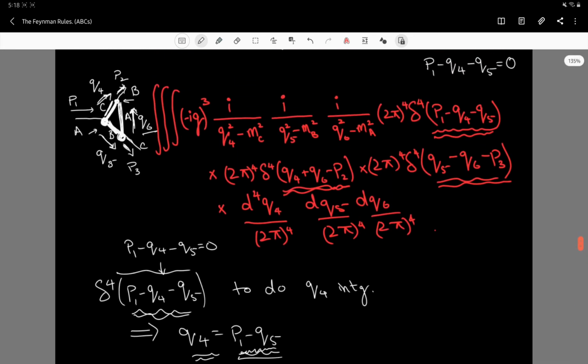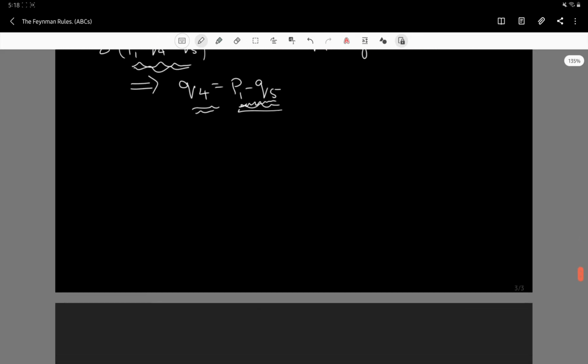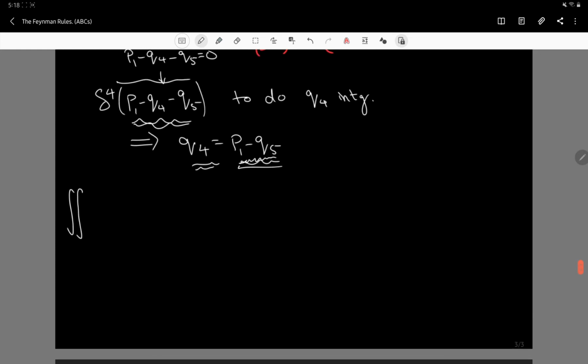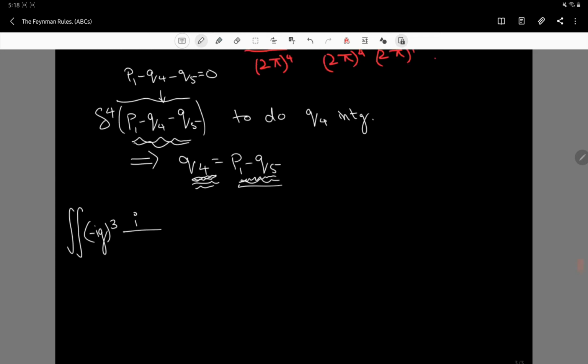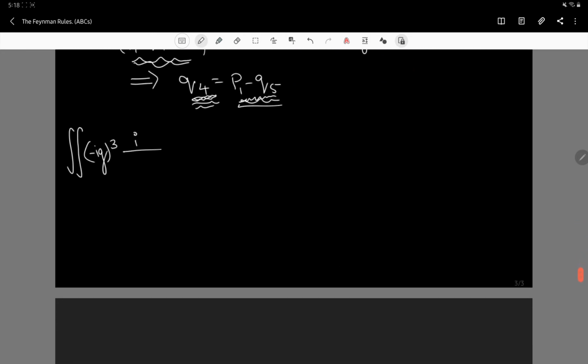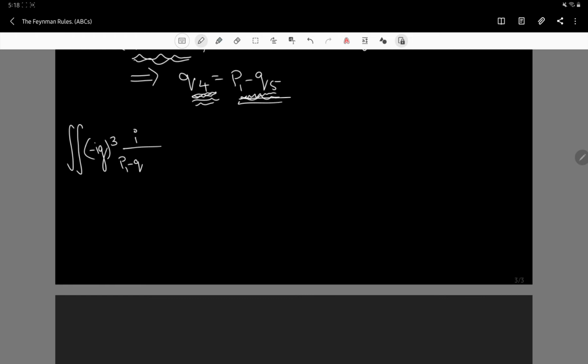So let's do that. We can write this integral down with just two integrals now, because we have integrated over q4, getting rid of q4. So you would have minus i g cubed, i over, now you had q4 over here, so you replace it with p1 minus q5. So (p1 minus q5) squared minus m_c squared. This c is just the subscript, which tells you that this is for the line C.